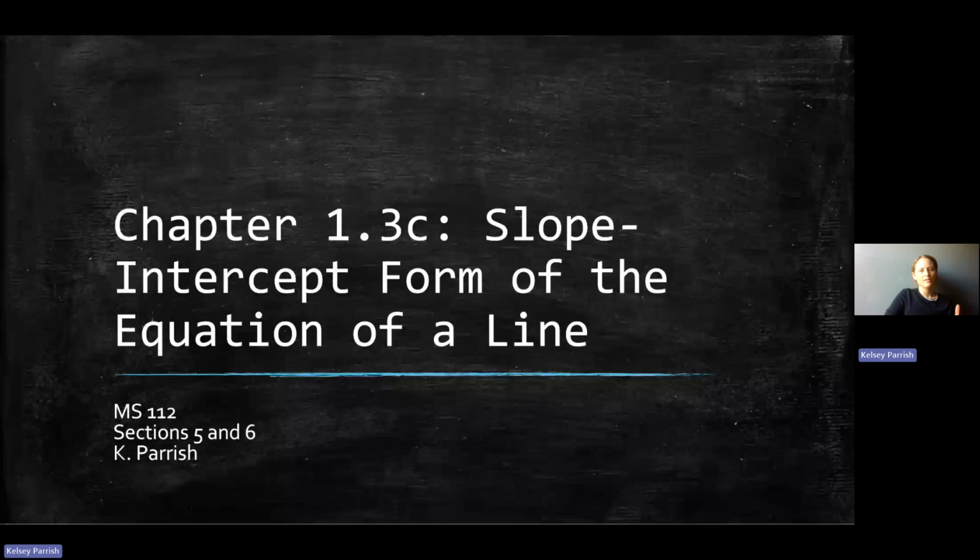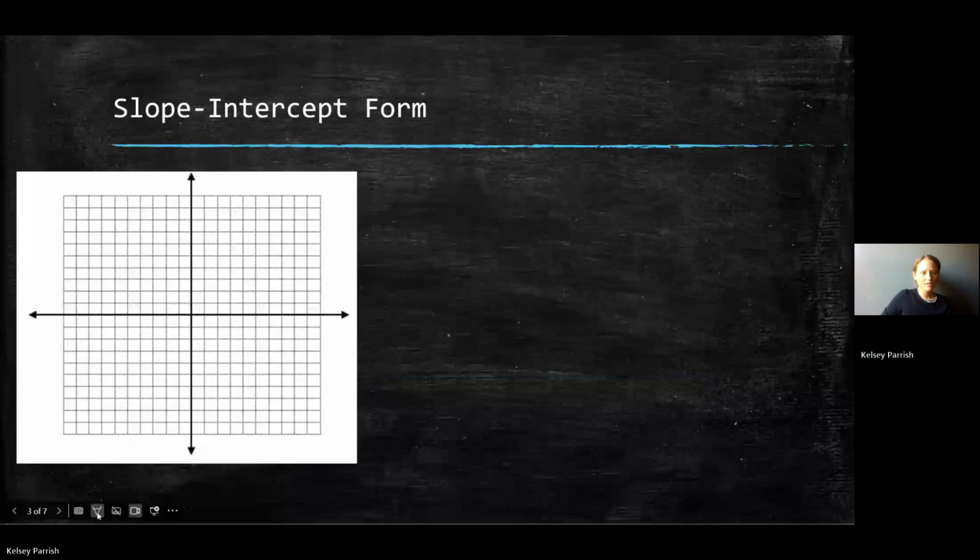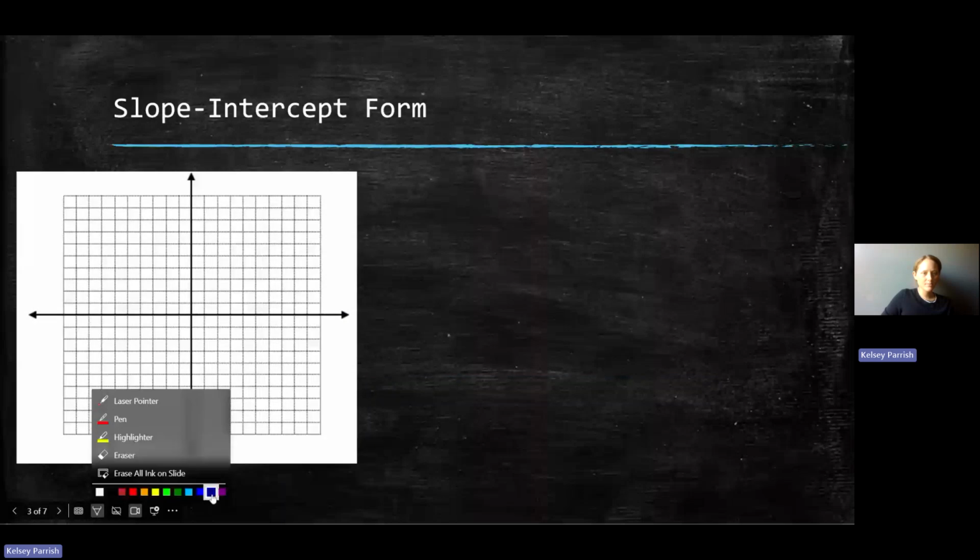This video is on slope-intercept form. We're going to do the same sort of examples where we have the slope and intercept given to us to write in that form, and then from 2 points. We're also going to look at a graph. Okay, so let's talk about slope-intercept form. We've discussed slope. We've discussed intercepts. So let's put them all together.